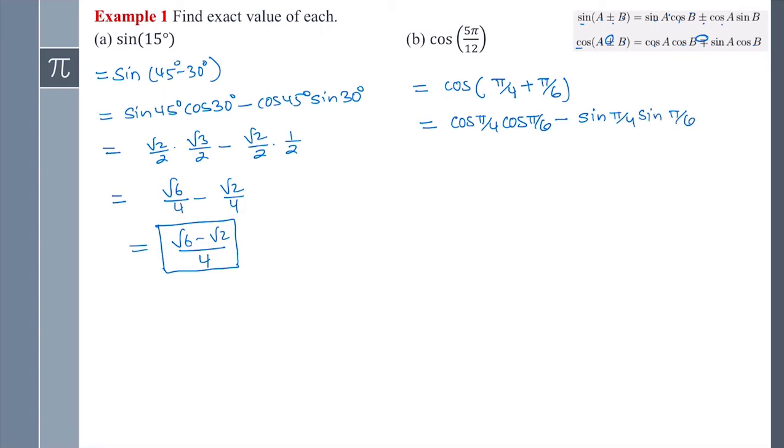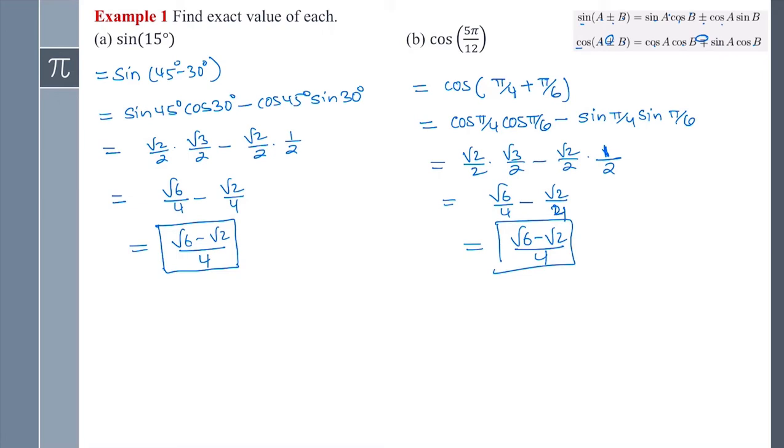Now we know that cosine pi over 4 is the square root of 2 over 2, times cosine pi over 6, which is the square root of 3 over 2, minus the square root of 2 over 2 times 1/2. When we combine this, we get the square root of 6 over 4 minus the square root of 2 over 4, and then we get the square root of 6 minus the square root of 2 over 4. We get the same thing that we have here.